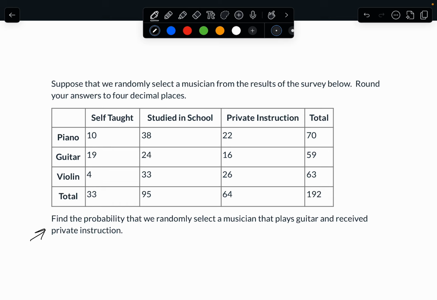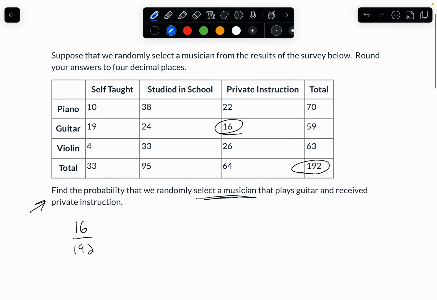I can say, okay, first of all, we're randomly selecting a musician. So we are selecting out of the 192 individuals in our survey, and out of those 192, the individuals that both play guitar and received private instruction is 16. So I know my answer should be 16 out of 192. But just to illustrate the general multiplication rule, I want to get some practice working with it here.